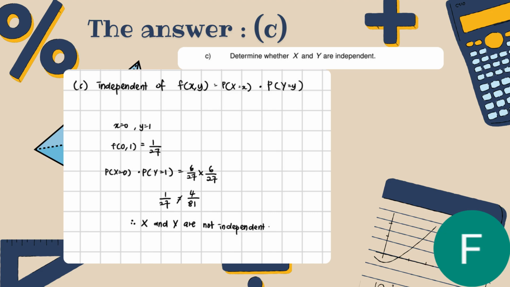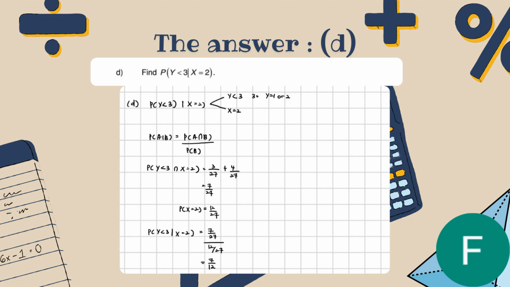Determine whether x and y are independent. To check whether x and y are independent, I use the independence condition: f of x, y equals probability of x equals x multiplied by probability of y equals y. I compare the joint probability with the product of the marginal probabilities for one pair of values. Since the two values are not equal, x and y are not independent.